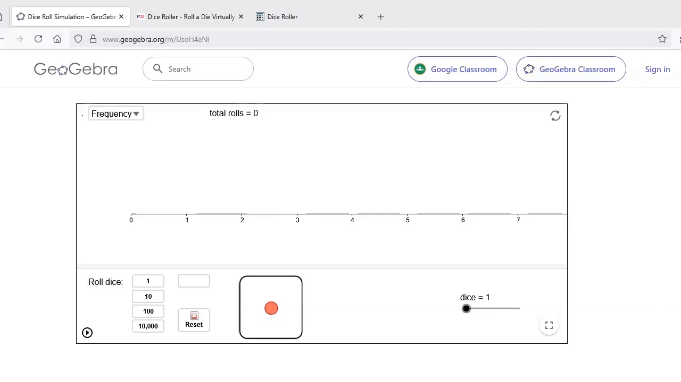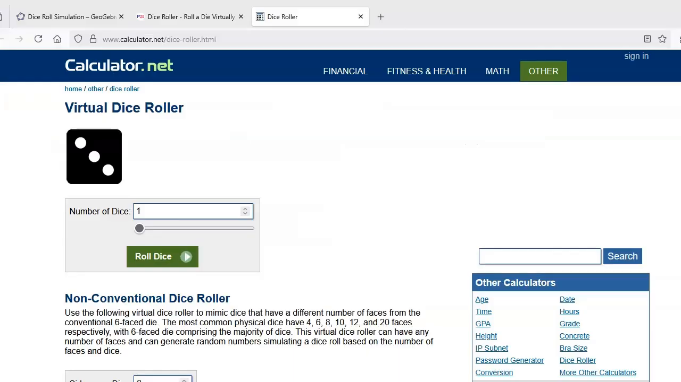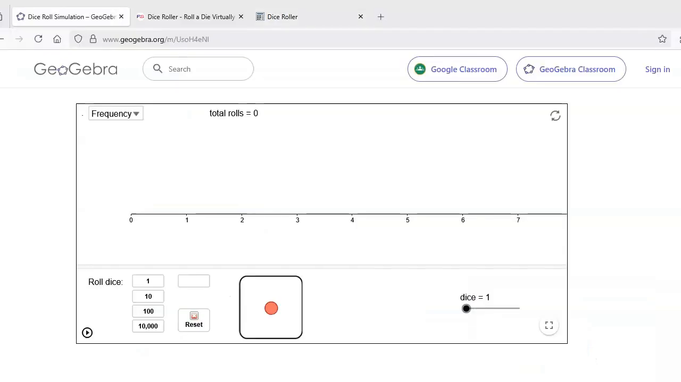If you do not have a physical die, we could use a virtual die. I found a few. I found this one on GeoGebra, this one on Dice Roller, and another one here, Virtual Dice Roller. I've only tried each of these a couple times. You can use whichever one you want. But essentially, you are going to roll a virtual die 50 times.